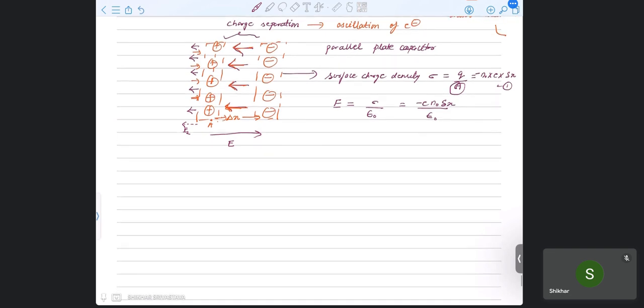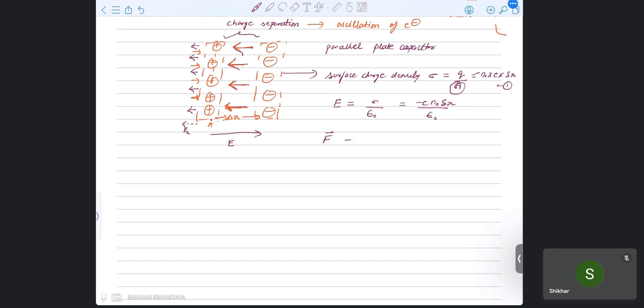Okay, so what will be the force which will be exerted? There will be some force exerted between these two plates, and that force is given by e times E. Now I'll just use Newton's second law, which is force equal to ma.